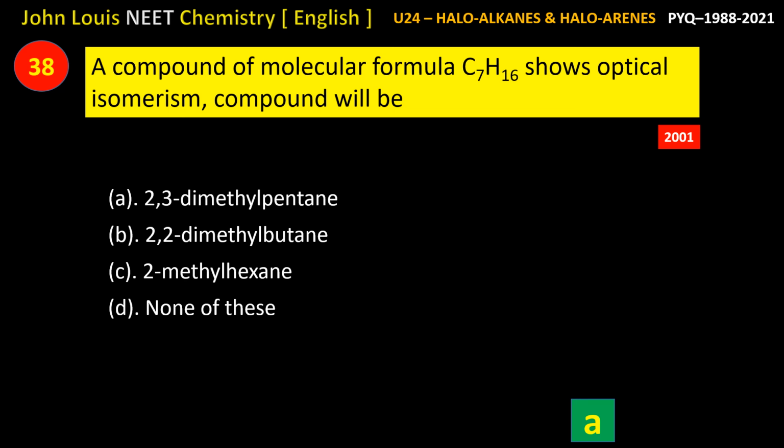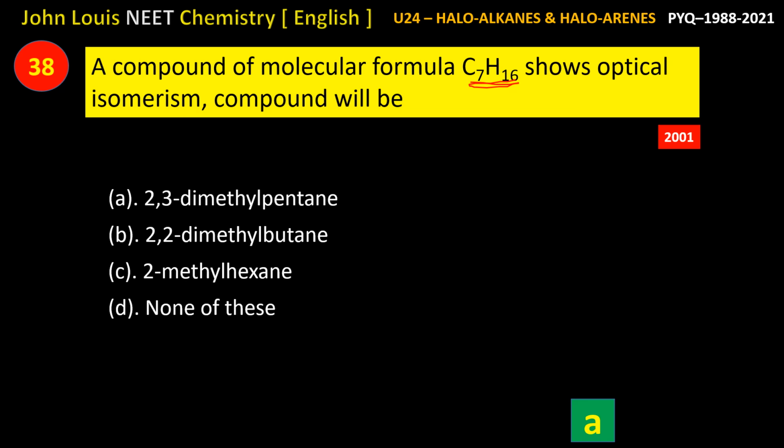A compound of molecular formula C7H16 shows optical isomerism. It shows optical isomerism, as given. Therefore it should have a chiral center. At least one chiral carbon should be there. Now, three options are given from which we have to check one by one.